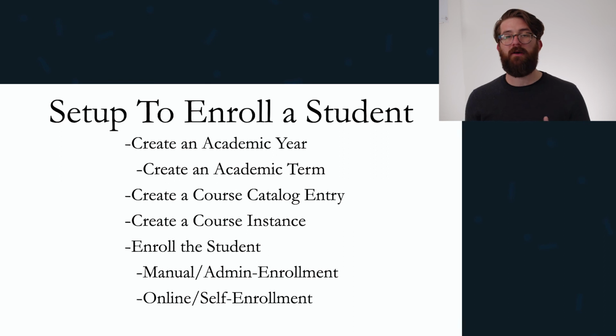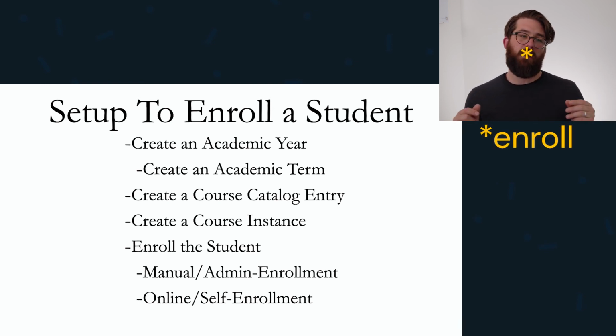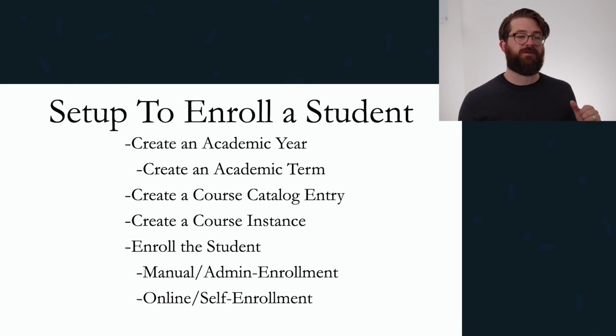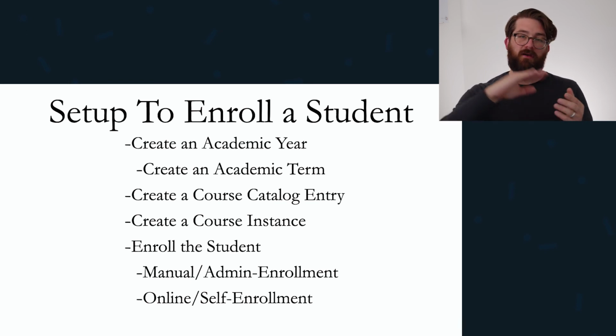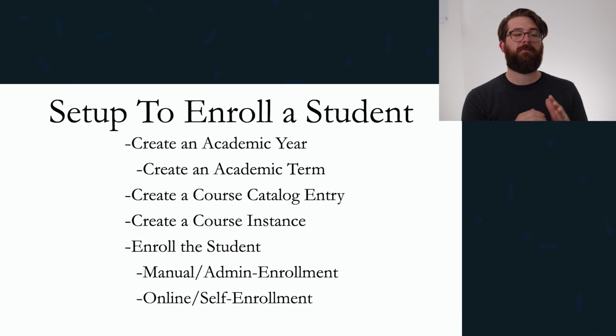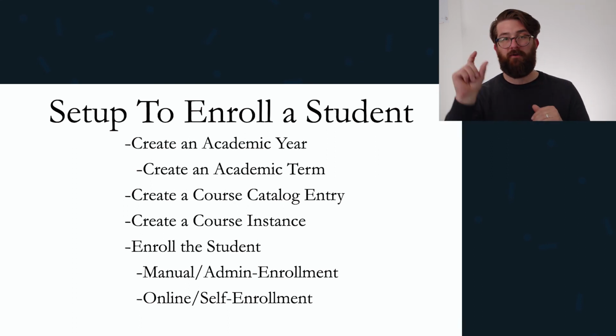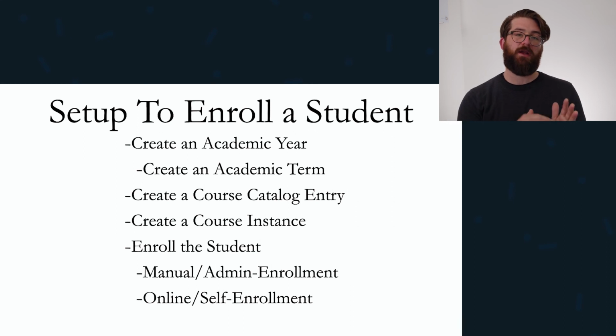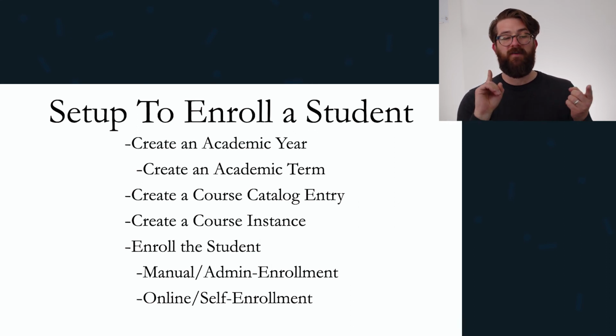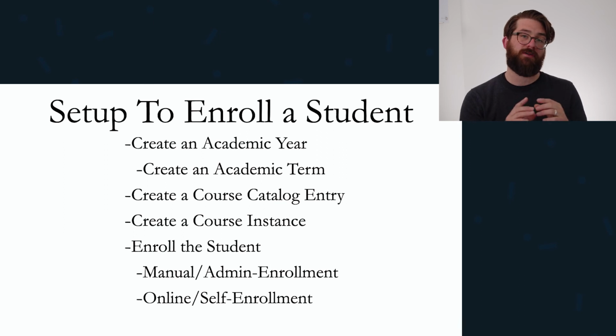So to recap, here's what we covered in a couple different levels of detail. We were looking at how to get things set up so that you can enroll a student or enroll students in your institution. We covered creating an academic year, creating an academic term under that academic year, creating a course catalog entry, from that creating a course instance, and then getting students actually enrolled via either manual enrollment by an admin or online or self-enrollment by the student themselves. Okay, so that's everything sort of in a nutshell that we went over today.